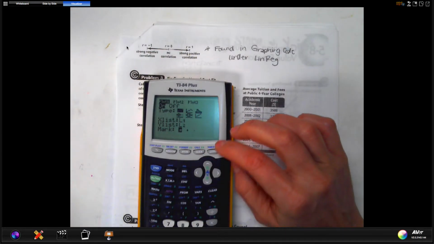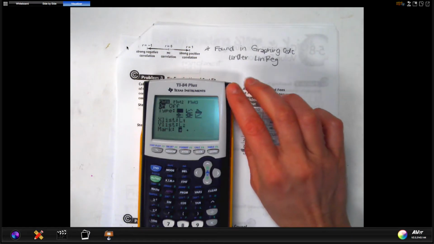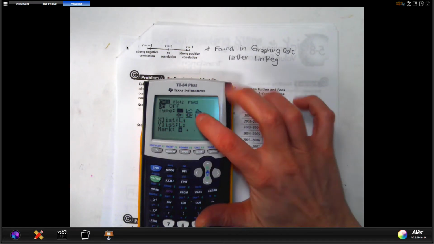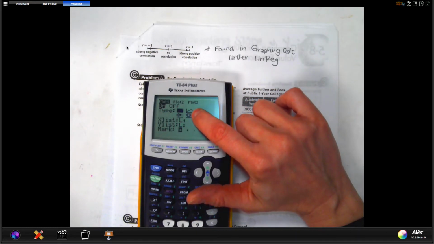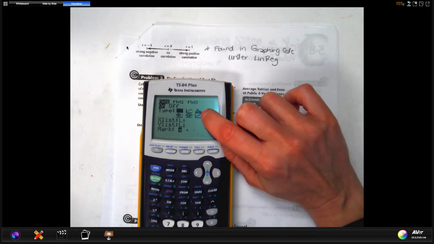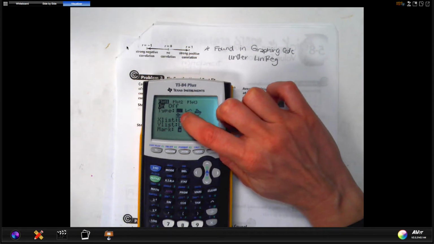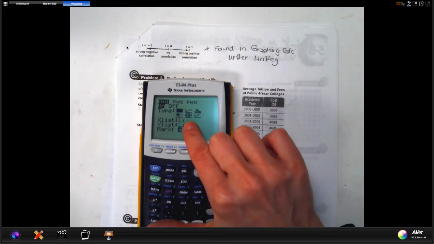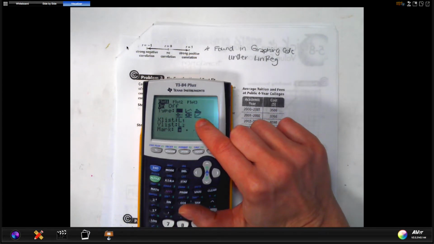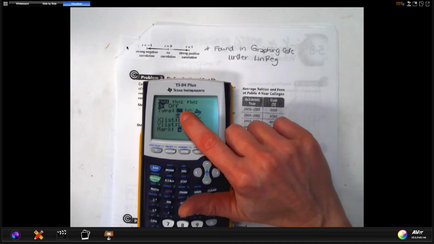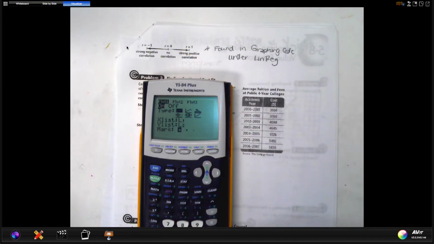So the types of plots we have available in this calculator: this first one is a scatter plot. We can make a line plot, where it connects the points. We can make a bar graph. We can make what are called box and whisker plots. And we can make a step plot. Okay, so we can do all of those things. Today we're going to work on our scatter plot, so press enter on that.